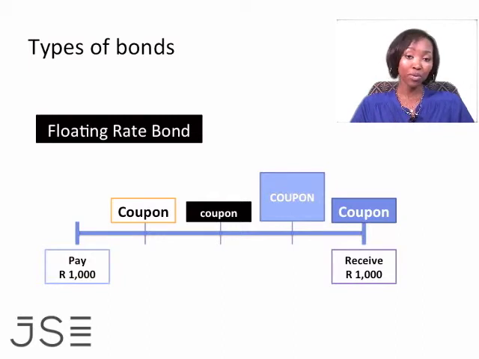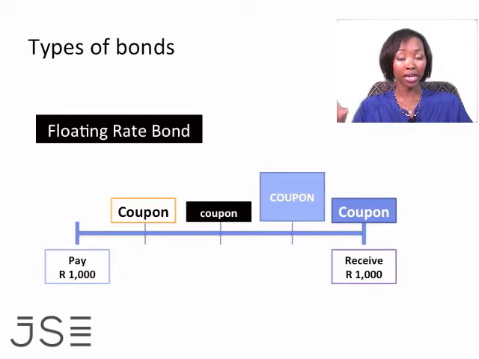But then another thing to remember, in this particular example, we're looking at where an investor would pay 1,000 rands up front and at maturity receive the 1,000 rands at the end. So the maturing value doesn't change. What changes is the coupon rate.